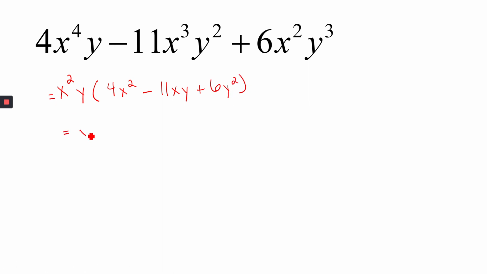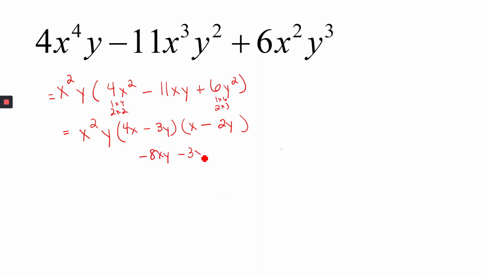Now, I bet that the trinomial there in the middle is going to factor again. Again, let's see, 4 could be 1 times 4, or 2 times 2. 6 could be 1 times 6, 2 times 3. And I'm going to try 4x, and then 3y and 2y. Now, checking out our signs, we know they have the same sign. We know they're both negative. Check your O and your I. This is going to be negative 8xy. This is going to be negative 3xy. And that gives us negative 11, which is correct.